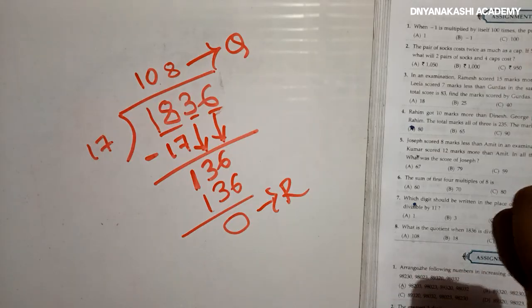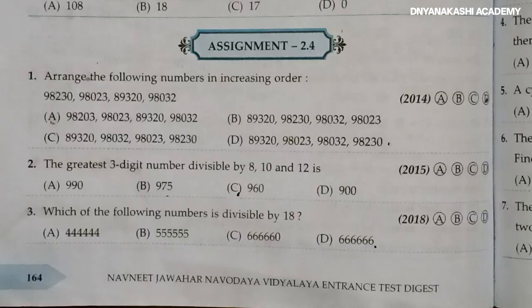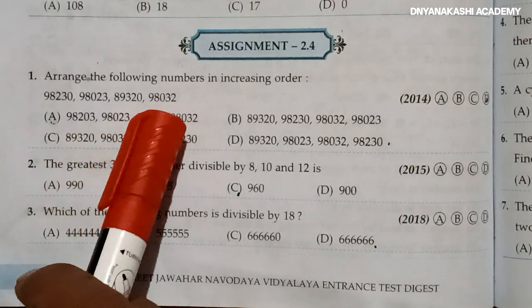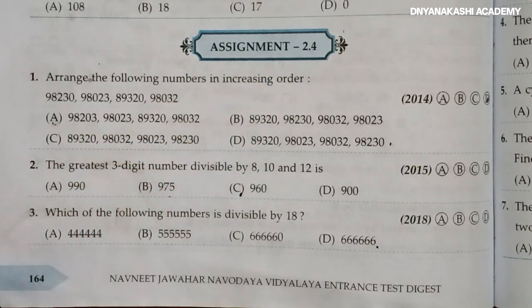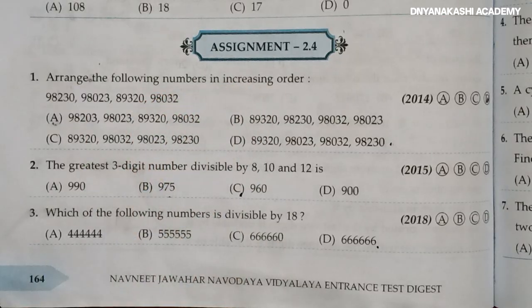Okay, all of you understand this question. Assignment 2.3. Next we have to solve assignment 2.4. The first question is like this: arrange the following numbers in increasing order.